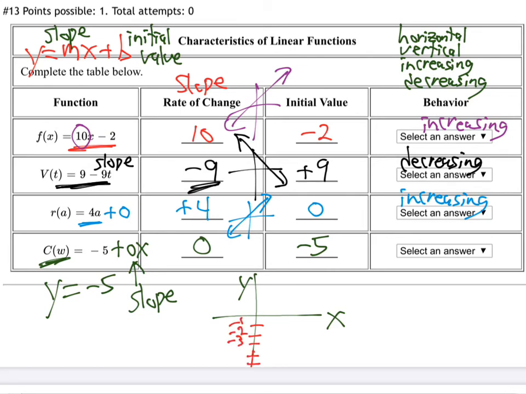-1, -2, -3, -4, -5, and put a horizontal line. It's horizontal. Well, how do I know? Because it hits the y-axis where? At -5. That's saying y is -5. Boom. Right on the y-axis at -5. That's a horizontal line. So that one's horizontal.